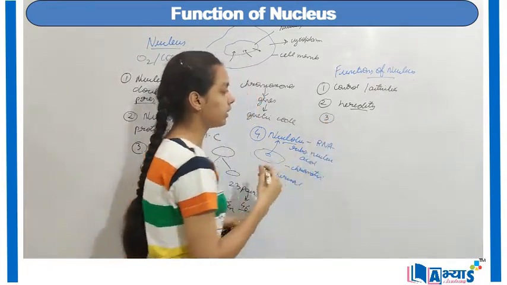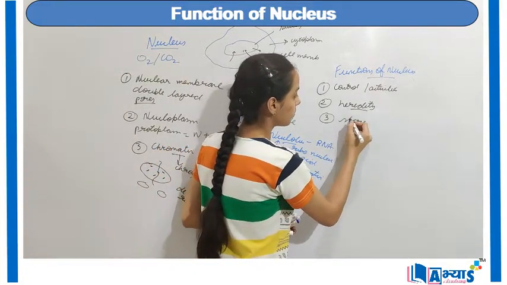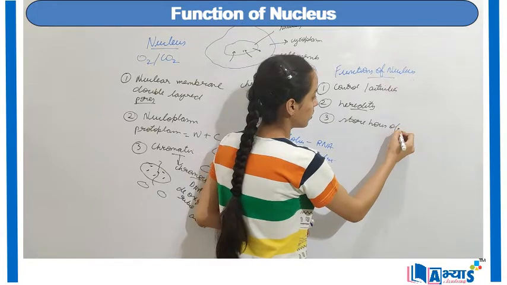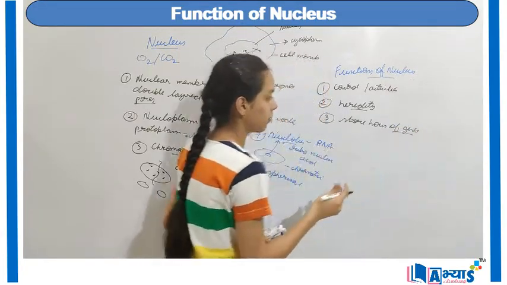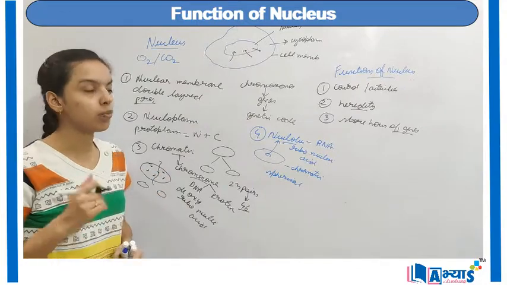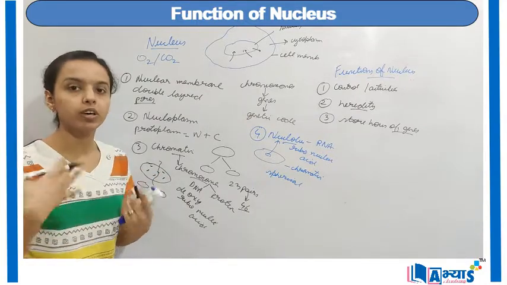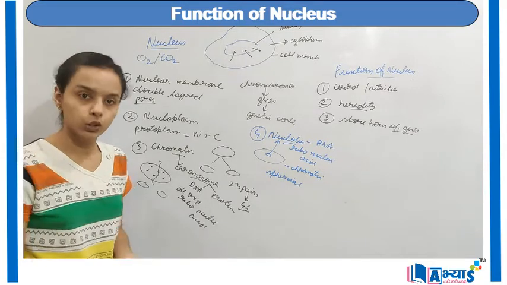The third important function of the nucleus is that it is the storehouse of genes. That means the genes are stored inside the nucleus. These three are the important functions of the nucleus, but we should know that there is one more important feature that is only found in the eukaryotes.